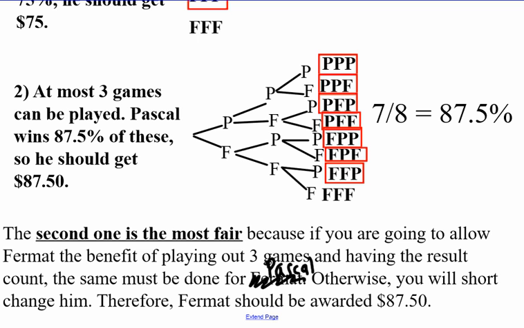So if I'm going to give Fermat the benefit of playing out 3 games, I need to do it for Pascal as well and count all of the different ways in those 3 games he could have won by getting at least one of the wins as separate identities, separate events, outcomes. Otherwise, I'm going to shortchange him. So we would give Fermat $87.50, and that is the beginning of probability by making tree diagrams.